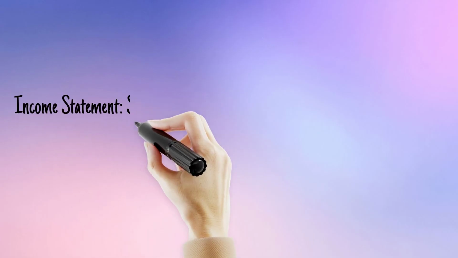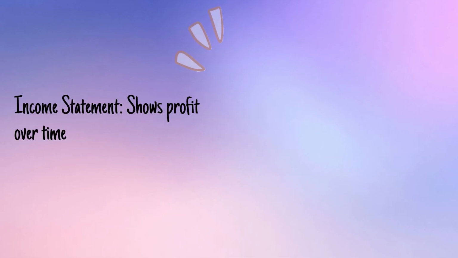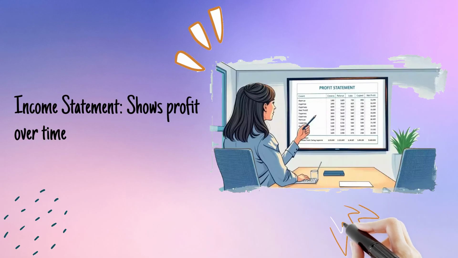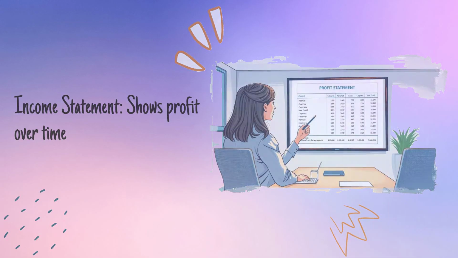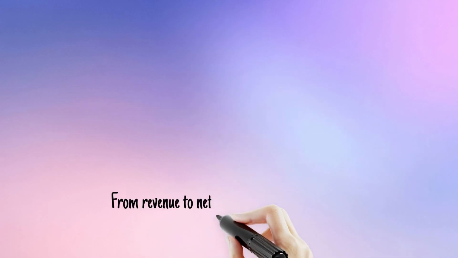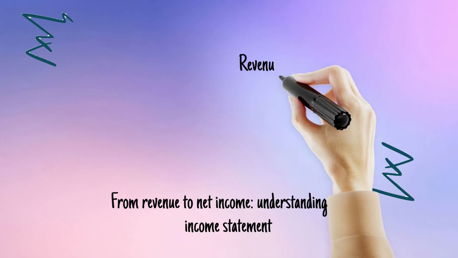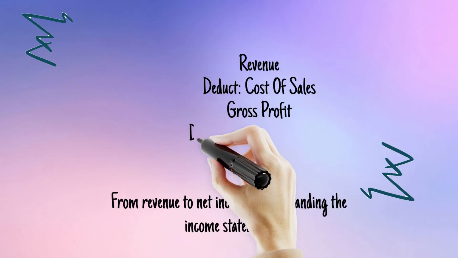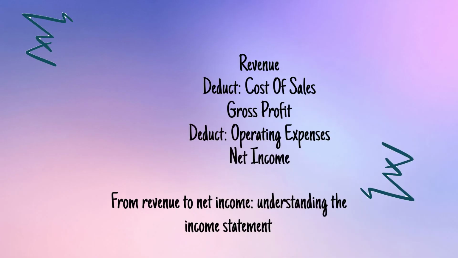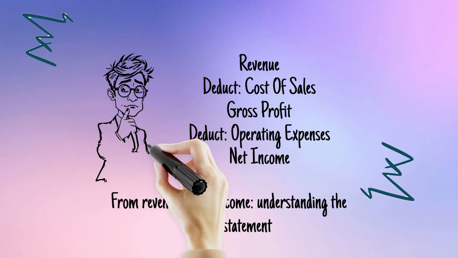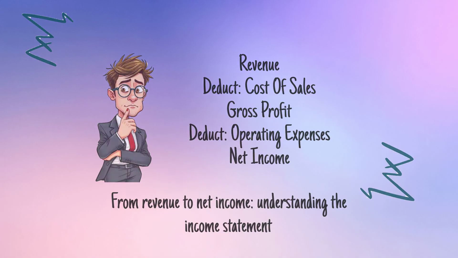Next, we have the income statement, also known as the profit and loss statement. This shows the company's performance over a period, detailing revenue, expenses, and profits or losses. Begin with the top line, which is the total revenue. Subtract the costs of goods sold to get the gross profit. Then deduct other expenses to find the net income. This statement helps you assess the company's ability to generate profit.